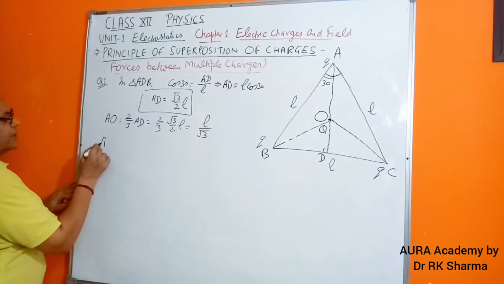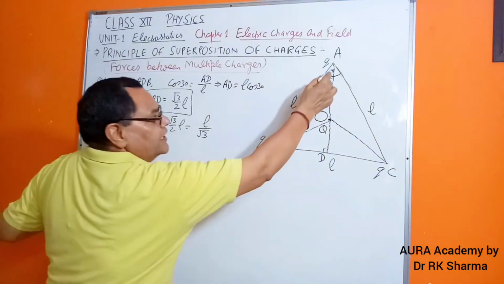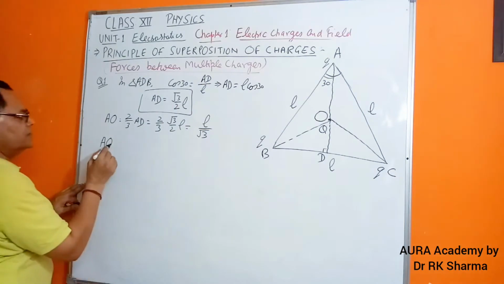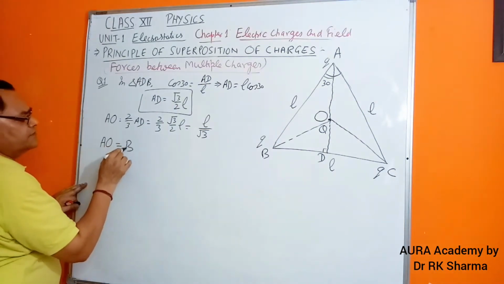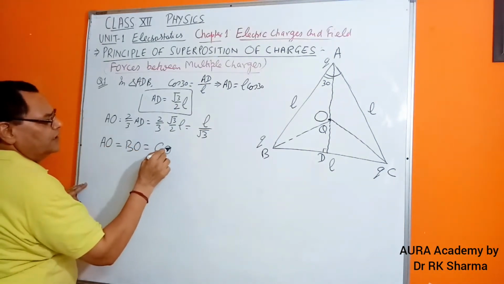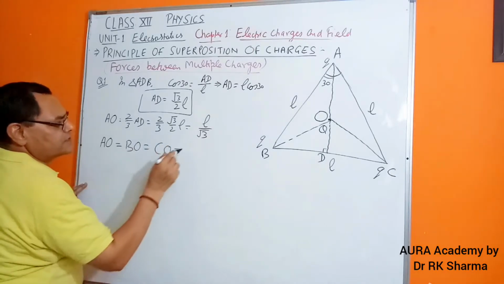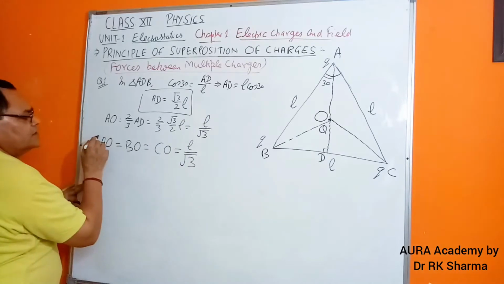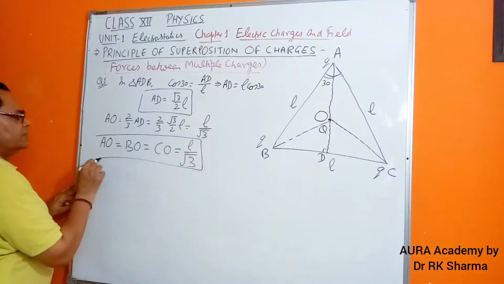So very interesting now, that is AO. As I am saying, AO, similarly BO and CO, all three will be equal. So AO as well as BO as well as CO, all three distances will be nothing but L upon root 3. So now it is becoming simpler for us.